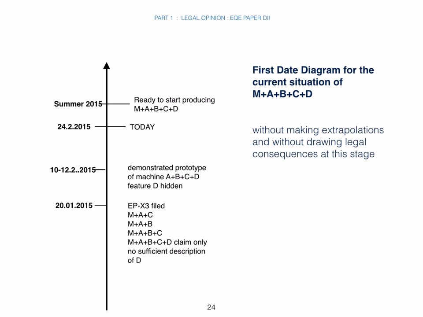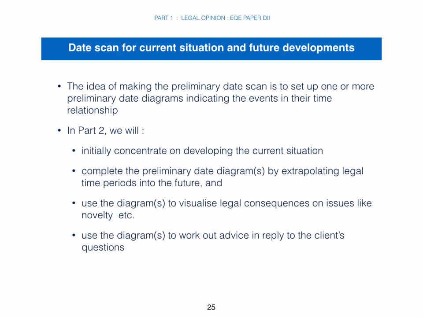Here are a few notes on the date scan for the current situation and future developments. The idea of making a preliminary date scan is to set up one or more preliminary date diagrams indicating the events in their time relationship. We've seen that as it happens.